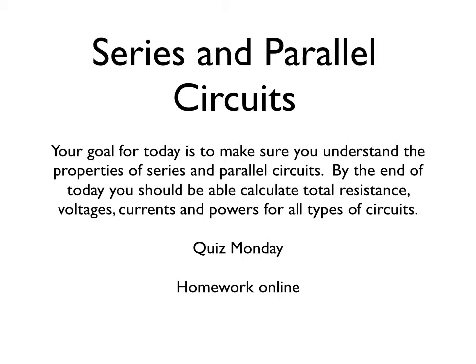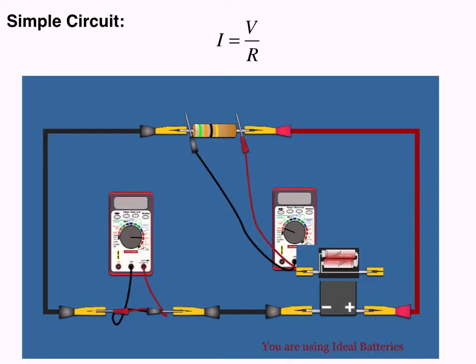The goal of this lesson is to make sure that you understand the properties of series and parallel circuits. We're going to start by analyzing a simple circuit, one that contains batteries and a single resistor. I'd like you to predict the values that are going to appear on these 2 meters. So there are 2 batteries in our battery pack, and our resistor has the colors green, orange, black.